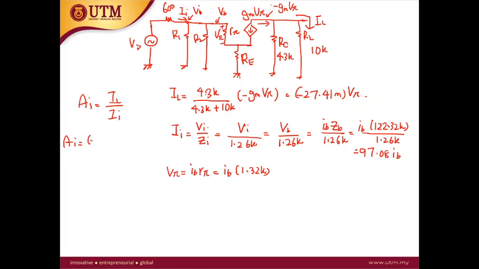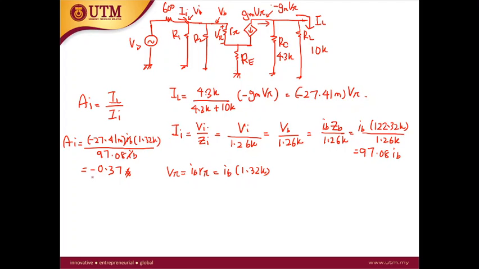IL is minus 27.41 milli times V pi. V pi is equal to IB 1.32K, over II, which is 97.08 IB. So now IB can be cancelled out. So the answer is 27.41 times 1.32 divided by 97.08. You got the value of AI is minus 0.37. Okay. So the current gain is also decreased significantly. This means that without the bypass capacitor at the RE, the current gain and voltage gain decrease.